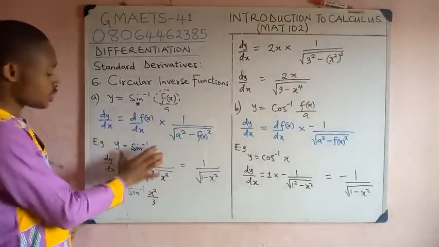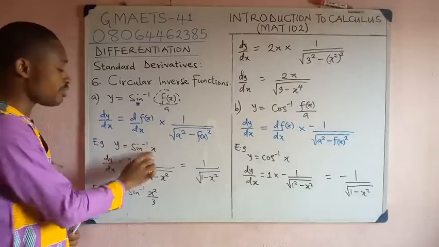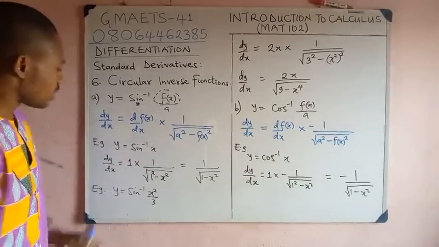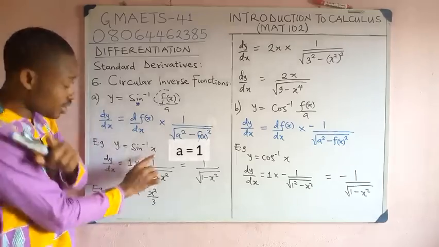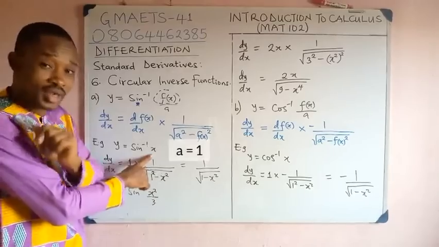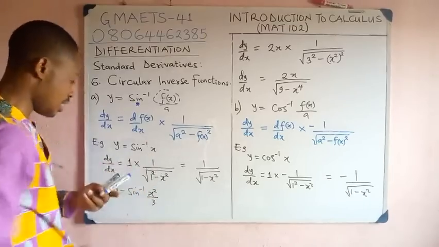We are told to obtain dy dx for y equal to sine inverse of x. So what do we do? Now if you look at this problem, you'll agree with me that our a here is 1 because it's the denominator of this x. It's an invisible 1. Is that okay? Invisible 1. That's what our a is there.